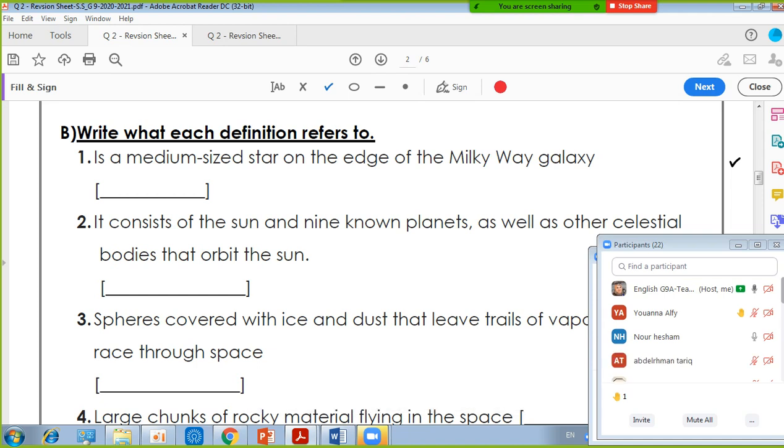At the end of the session, I will send you the part that we have answered together. Now go to exercise B and write what each definition refers to. Can you please wait until I ask you to unmute yourself? Here is a medium-sized star on the edge of the Milky Way galaxy. What is it, Yuanna? Sorry, sun. The sun, that's right.